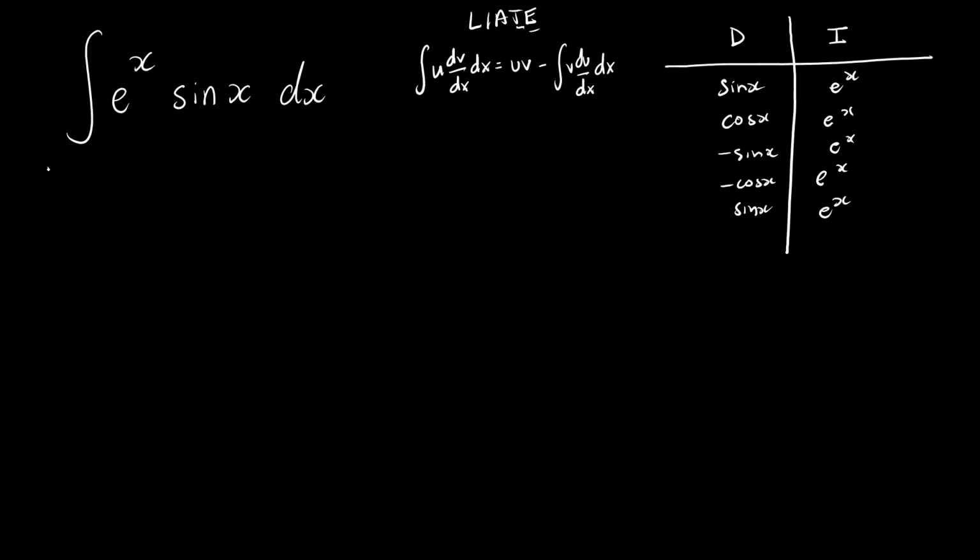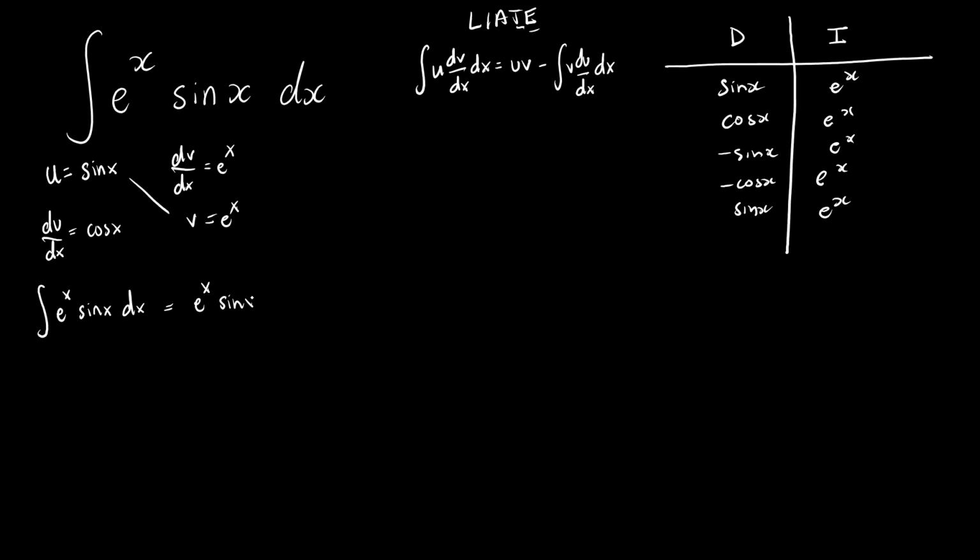Okay. So let's try u is equal to sine x, dv by dx is e to the x, du by dx is cos x, and v is e to the x. So I'll get the integral of e to the x sine x is equal to uv, e to the x sine x, minus the integral of e to the x cos x.